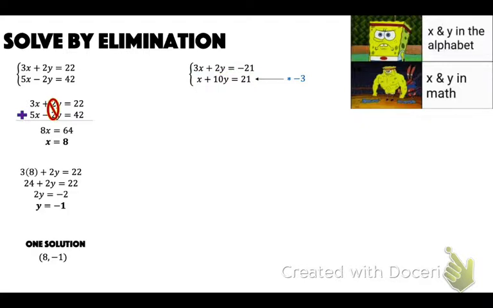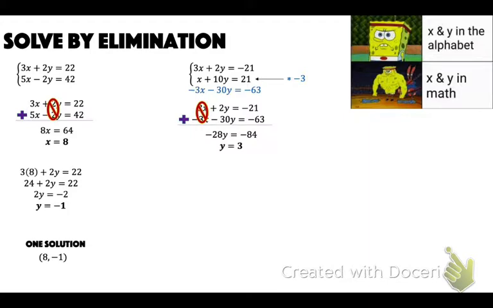So if we multiply that by negative 3, you multiply the entire thing by negative 3. You end up getting negative 3x minus 30y equals negative 63. So now I'm just going to rewrite those right next to each other. So we have 3x plus 2y equals negative 21. Negative 3x minus 30y equals negative 63. Those 3x's cancel, and I'm left with negative 28y equals negative 84. Divide by that negative 28, and I get y equals 3.